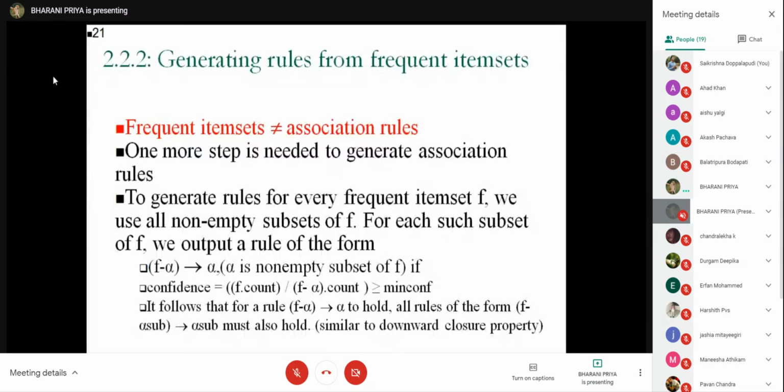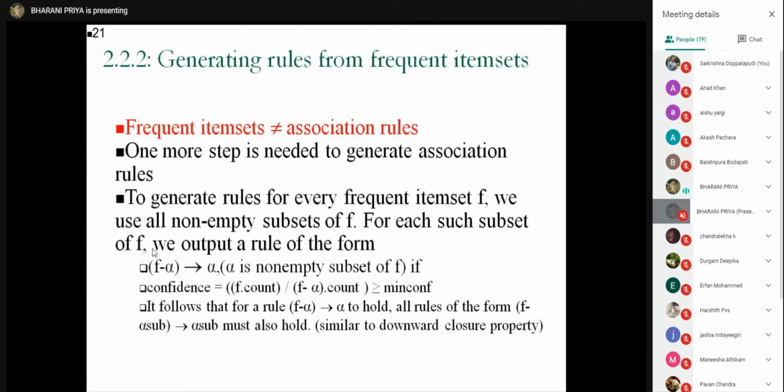So now after generating the frequent item sets, we need to generate the rules from those frequent item sets. You have some F number of frequent item sets, and from them you are taking a subset which we are representing as alpha. On the consequent side, we are taking the subset alpha. So the remaining will be F minus alpha, and we are framing the rule: F minus alpha associates alpha.